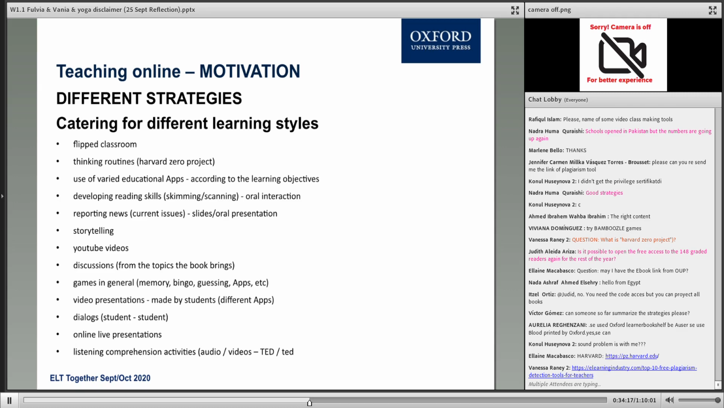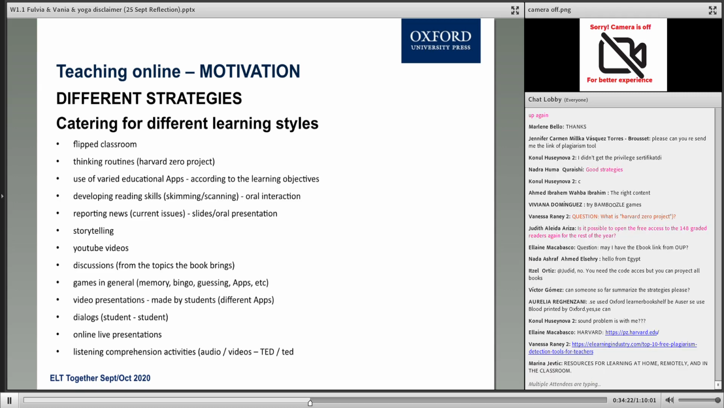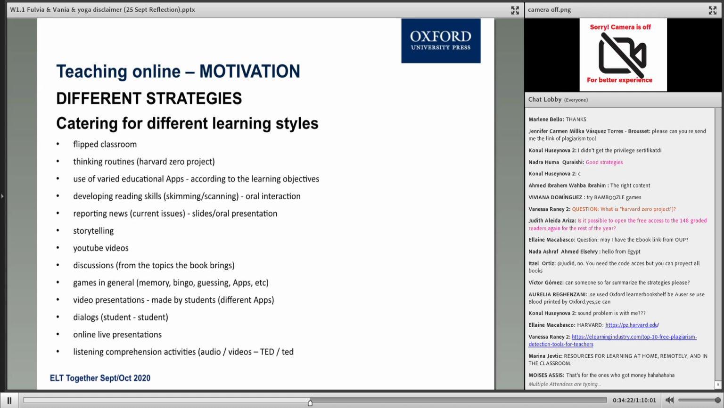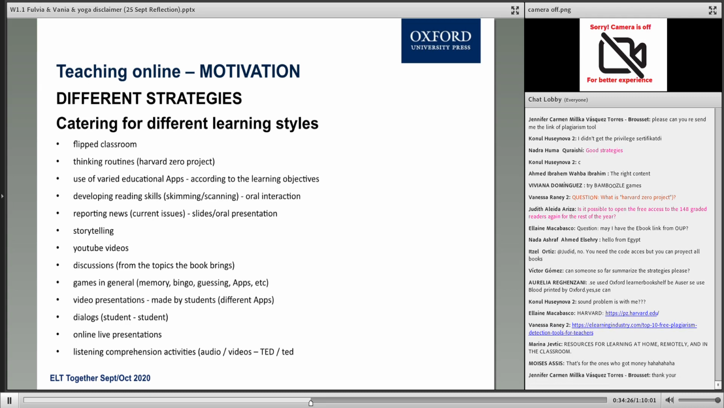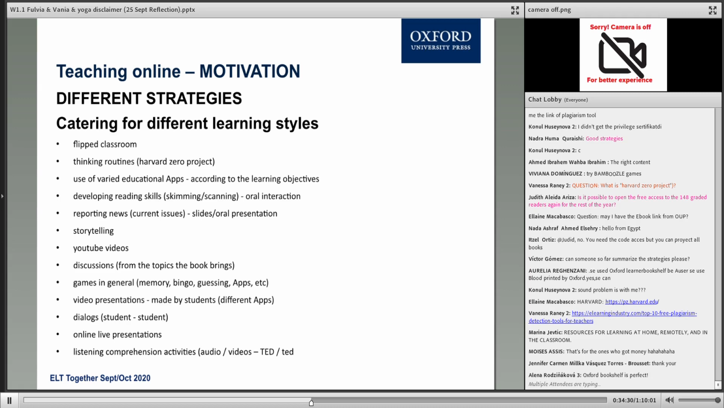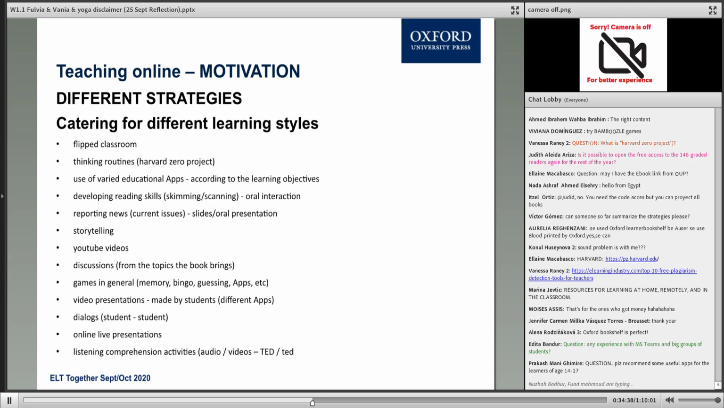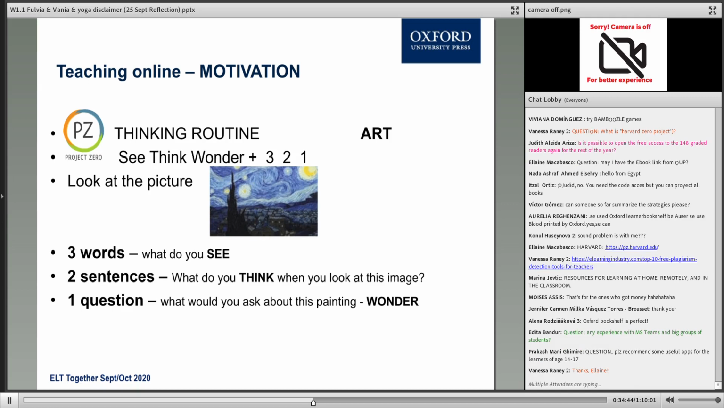We have promoted dialogue among students, online live presentations. We have invited them to make all kinds of presentations live to their peers. And we had some interaction among classes. And the listening comprehension activities, but basically based on videos. We use a lot of TED Talks, which engage students in different topics. So those are the different strategies we try to use in class to keep students motivated.